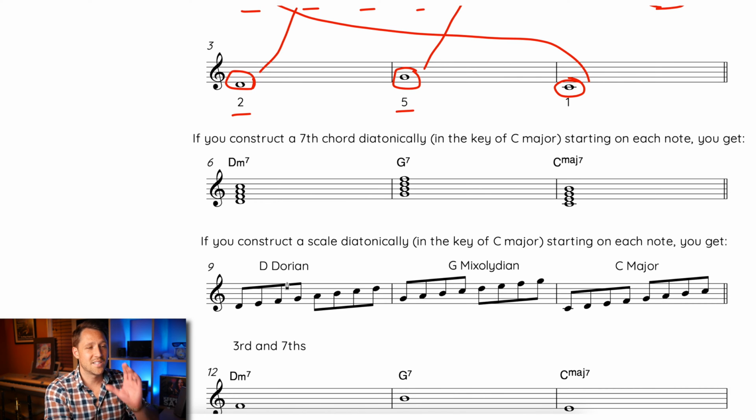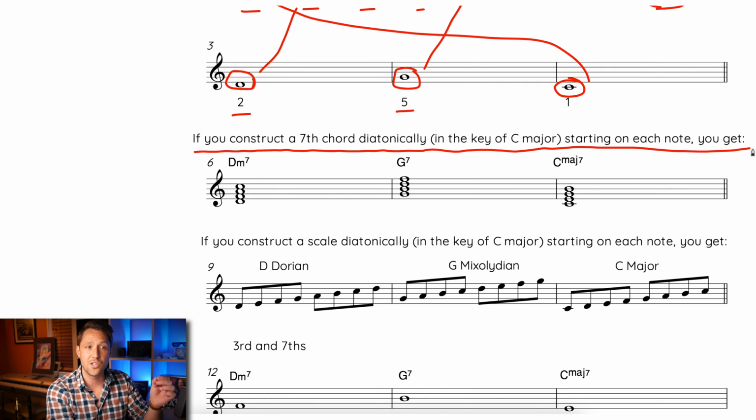Well, at its simplest, if you read right here, if you construct a seventh chord diatonically, which means in the key of, in this case, C major, starting on each note, you'll get, pause.